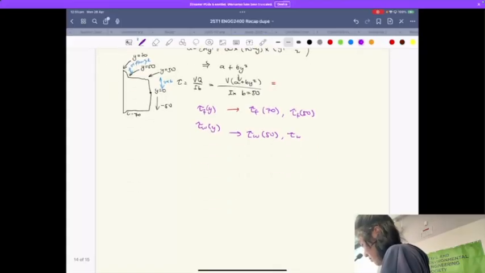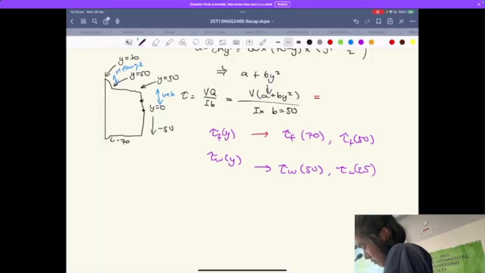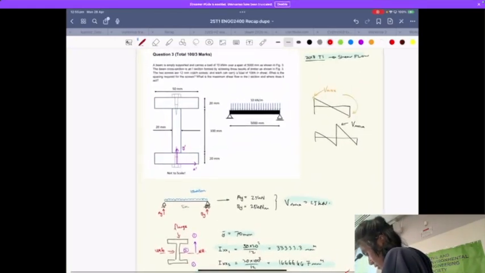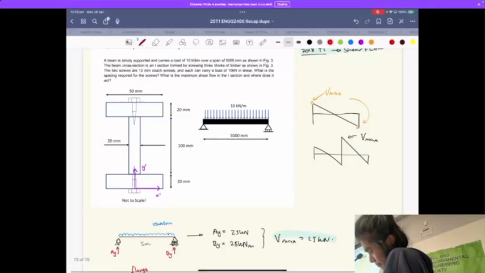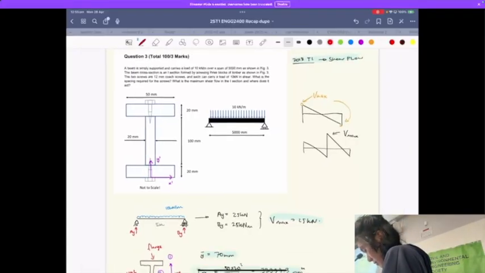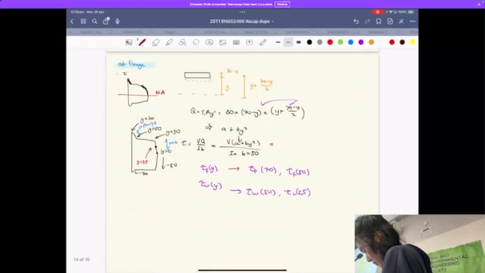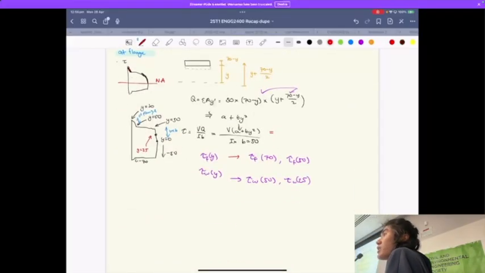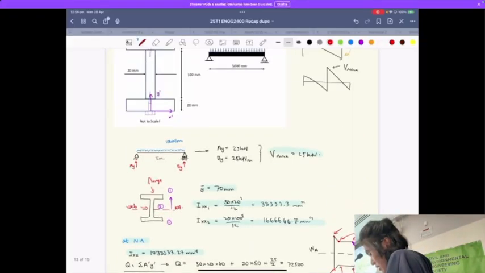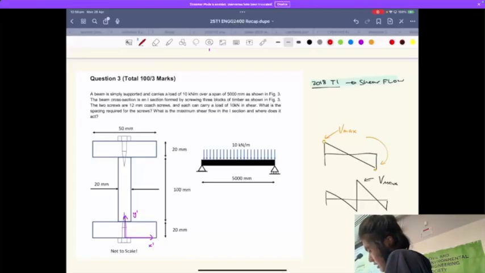Oh, yeah. You put in tau web 25 because I think you're interested in this point as well. And that will be your shear stress distribution. So then you could say, the question is as well asking for spacing required for screws and what is the maximum shear flow in section and where does it act?